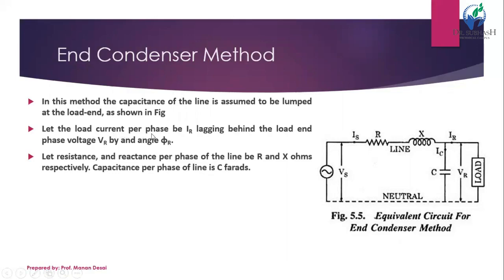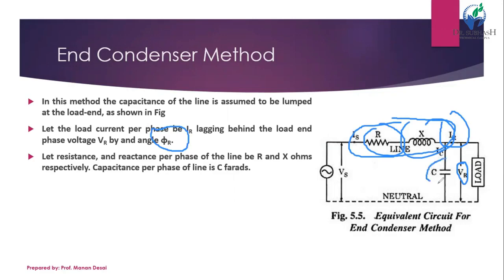Now let the load current per phase IR lag behind the receiving end phase voltage VR by angle phi R. Let the resistance and reactance per phase of the line be R and X ohms respectively, so Z is equal to R plus jX, and the capacitance per phase of the line is C farad.